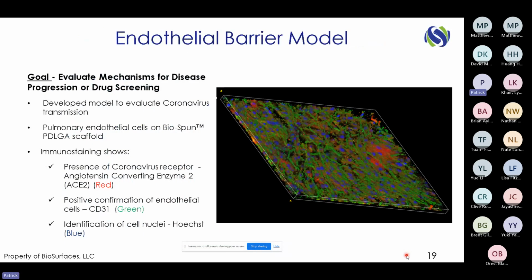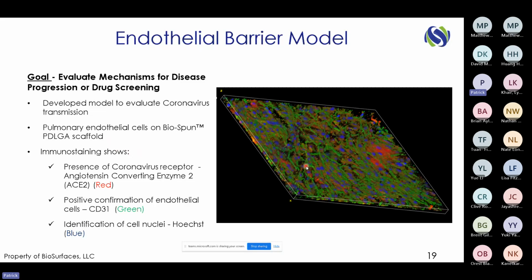One more specific barrier model that we have been working with is the endothelial barrier. We developed this model for evaluating mechanisms for drug disease and drug screening, and in this case also, during the peak of COVID, as a potential model to evaluate coronavirus transition across the endothelial barrier. Here we use pulmonary endothelial cells that were cultured on a very thin 10 to 12 micron PDLGA scaffold. And we form a nice thin monolayer.